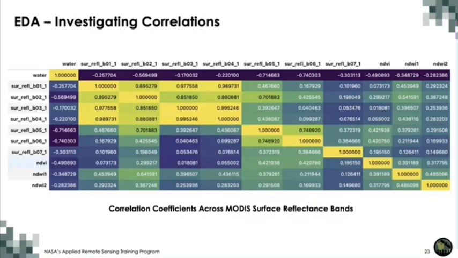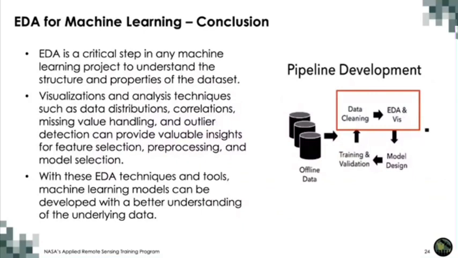As expected from seeing our histogram of the distribution of values, we can see that a lower value from each of the bands trends towards a classification of water, although no band stands out by having a very strong negative correlation. In conclusion, EDA is a critical step in any machine learning project to understand the structure and properties of the machine learning dataset.